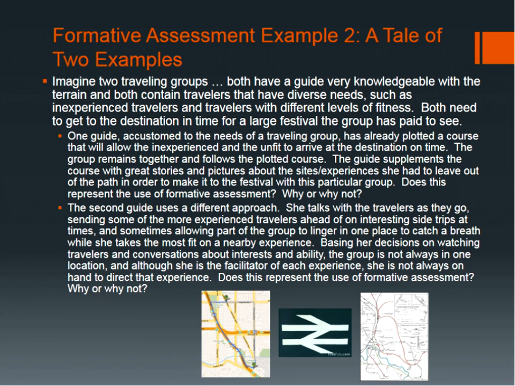So let's come back to our map example here. Imagine two traveling groups. Both have a guide that is very knowledgeable. So I'm not talking about teacher differences here. The guide is knowledgeable with the terrain. For us, that would be the content. Both have travelers with lots of different needs. Some are inexperienced travelers, some maybe not as in shape as others. Both have to get to a certain place at a certain time. It's just like in our classrooms where we're told we have to get through this material by day X.